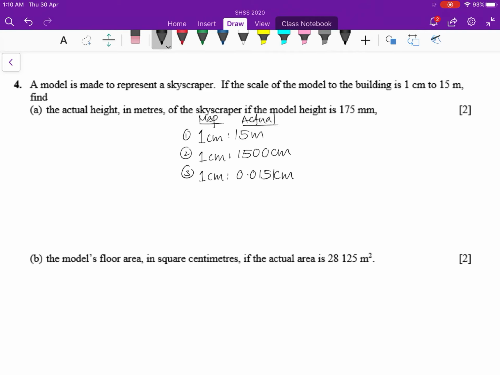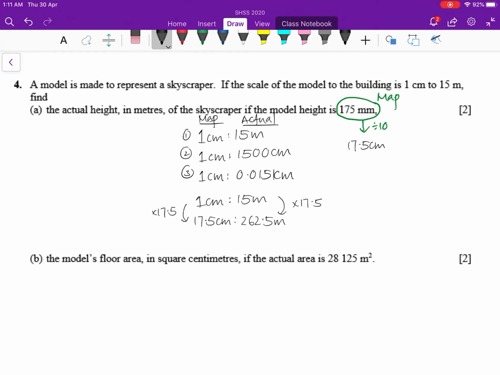Okay, they say find the actual height in meters of the skyscraper if the model height is 175 mm. Now they said the map is 175 mm. How do you change 175 mm into cm? You divide by 10. So you have 17.5 cm on the map, and they want in meters, so I'm going to use number 1, which is 1 cm is to 15 meters. On the map is 17.5, so I times 17.5. On the left, I also need to times 17.5. So 17.5 times 15 is 262.5 meters. That is my final answer. However, I need to write actual height is 262.5 meters. And I'm done.